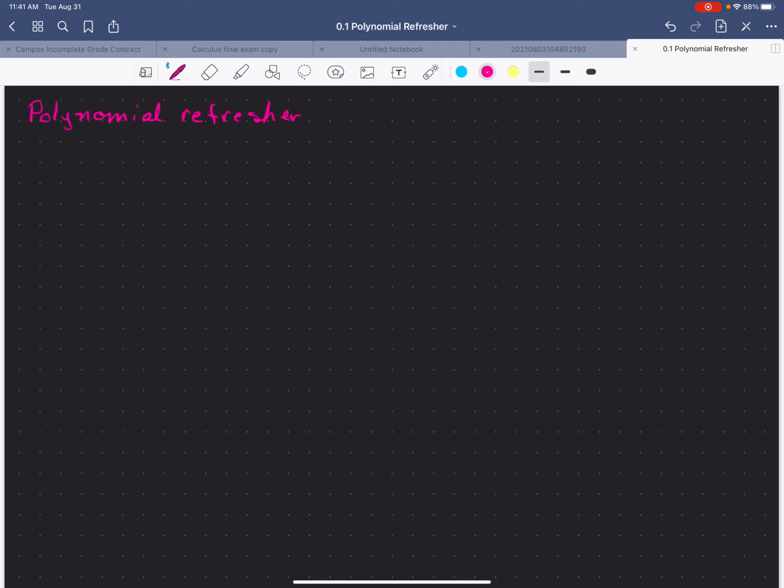So I want to start with just, what is a polynomial? A polynomial is nothing more than a sum of things that we call terms. So an example of a polynomial: 3x squared plus 5x plus 6 is a polynomial. 7x to the fourth minus 2x plus 3 is a polynomial. 1 is a polynomial. 7x is a polynomial.